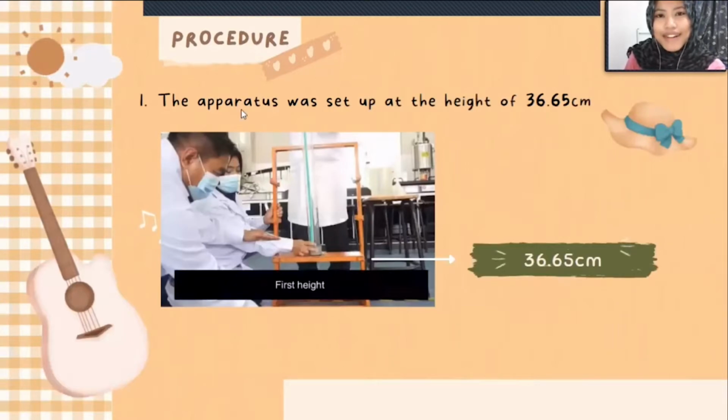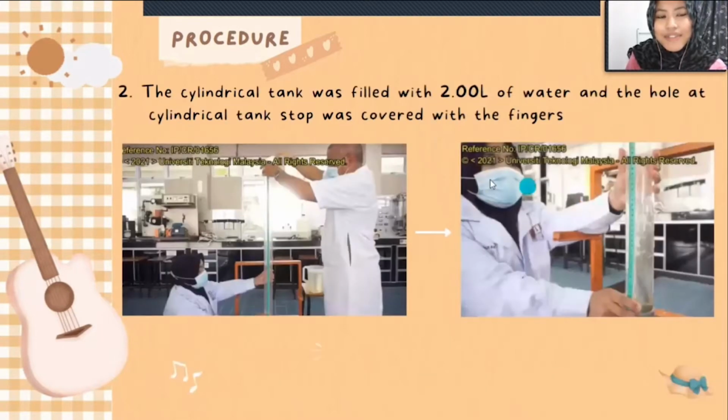For the first step, the apparatus was set up at the height of 36.65 cm. Okay, as we can see here, this is our first height, which is 36.65 cm. For step number 2, the cylindrical tank was filled with 2.00 liter of water, and the hole at cylindrical tank top was covered with the fingers. The first figure shows that the cylindrical tank was filled with 2.00 liter of water, and next the figure shows that the hole at cylindrical tank was covered with the fingers.